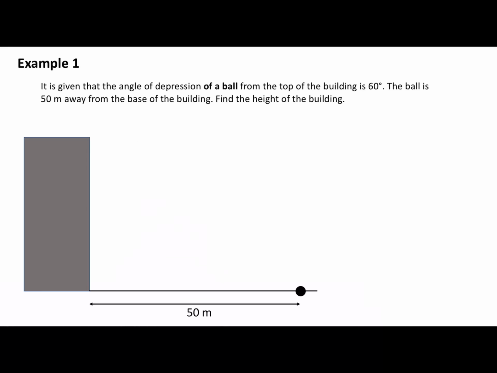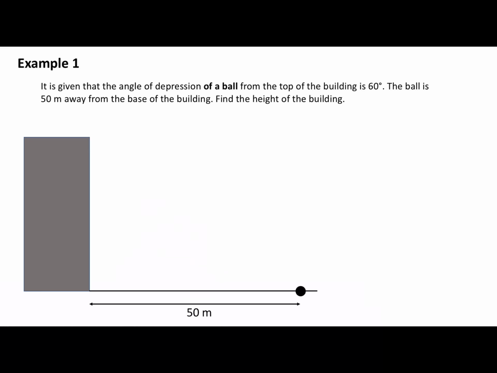Let's proceed with this example. Now read the question carefully. Pause the video. Okay, you are given a building and you are the black circle on the ground, and you are given the angle of depression, which is 60 degrees.